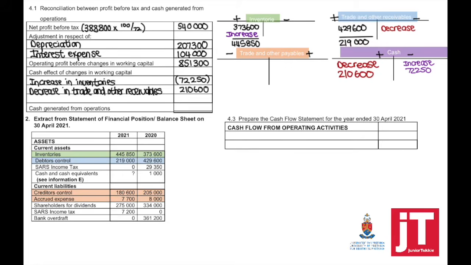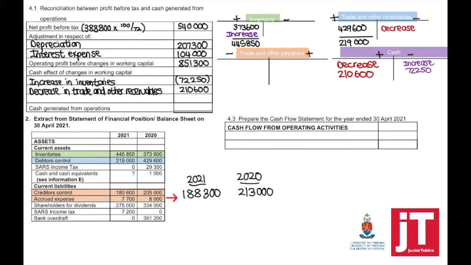If I look at trade and other payables, trade and other payables consist of all of those items. Bank overdraft, shareholders for dividends can form part of current liabilities on the face of the balance sheet.